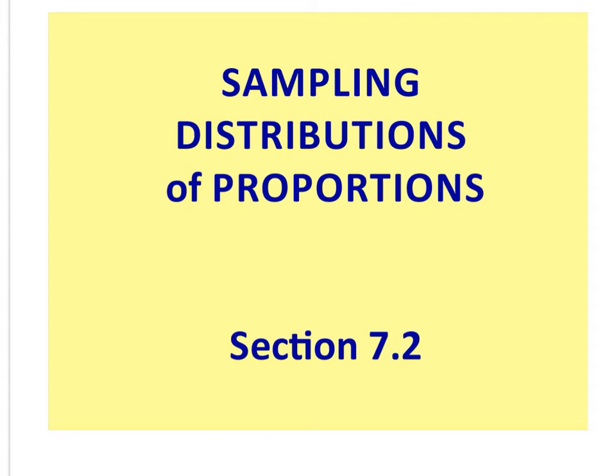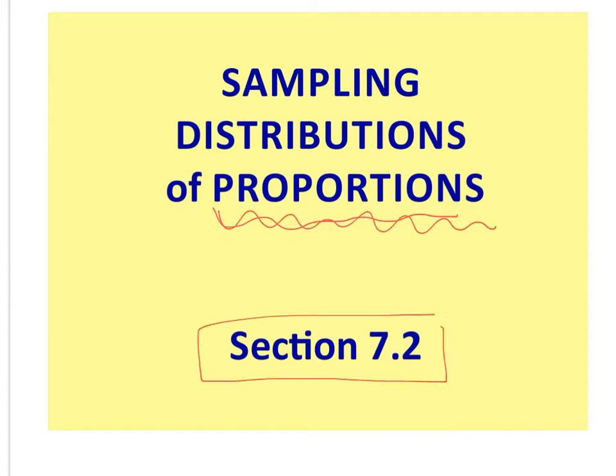Hello, so today we are talking about sampling distributions for proportions. So we've talked about sampling distributions for means. Today we're going to focus on proportions, and this is section 7.2. So we moved forward and did 7.3. Now we're backtracking and doing 7.2.